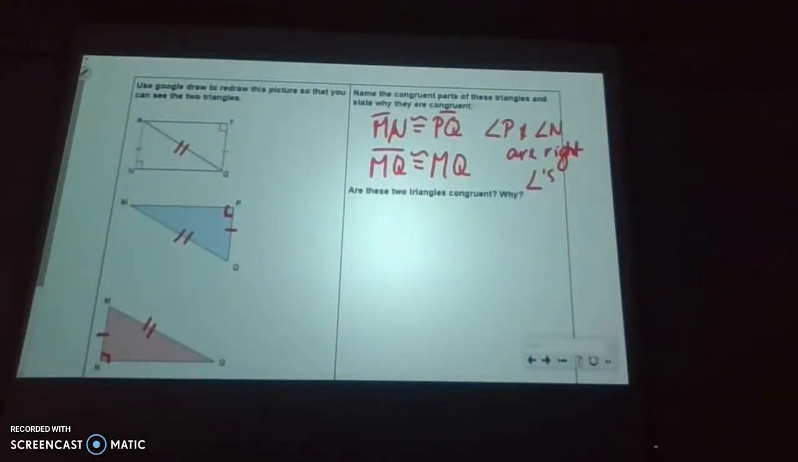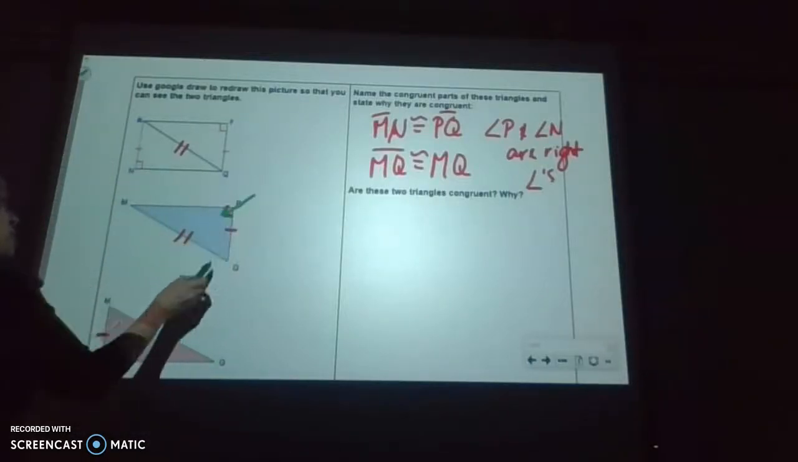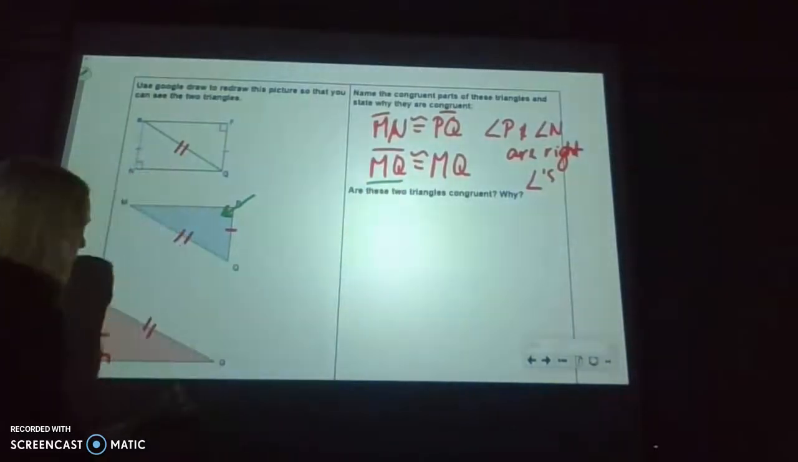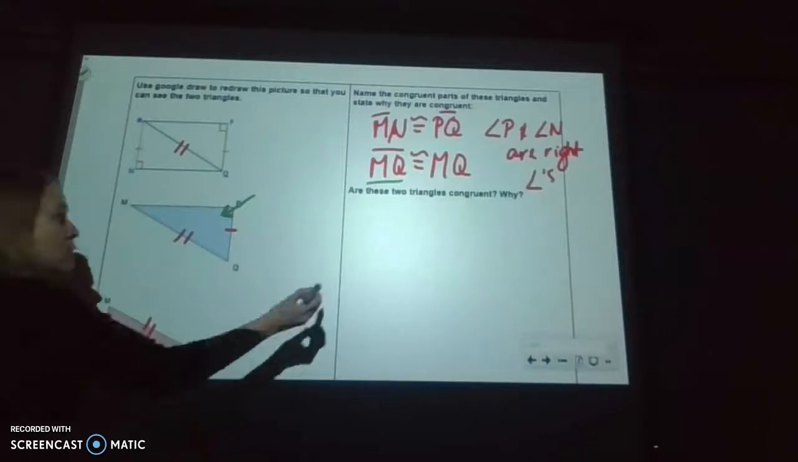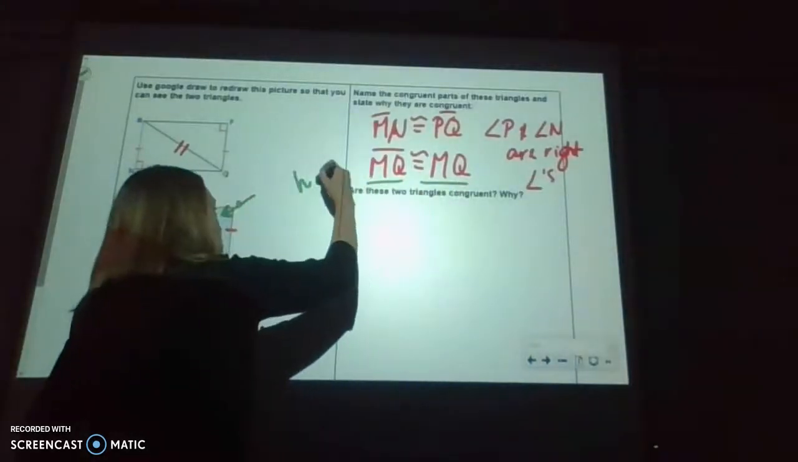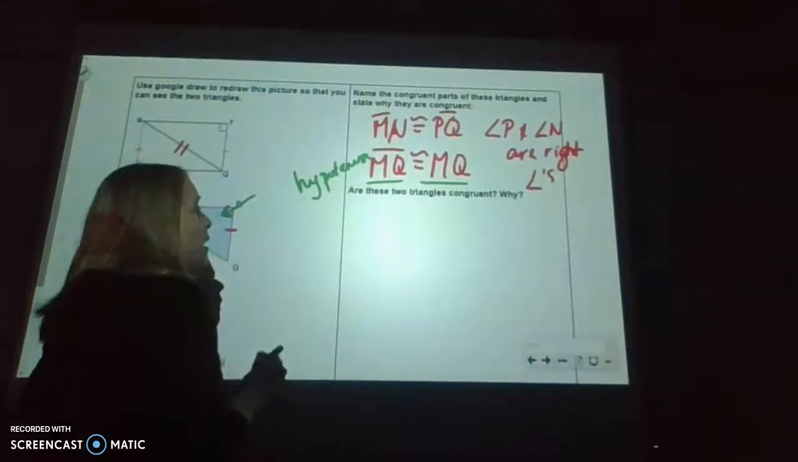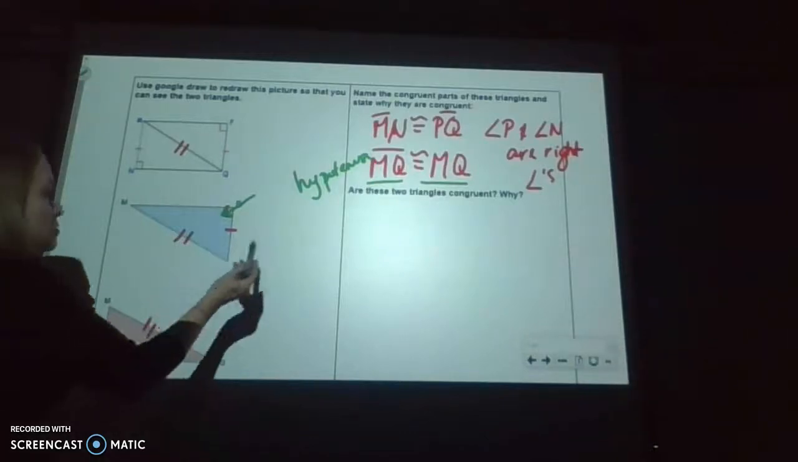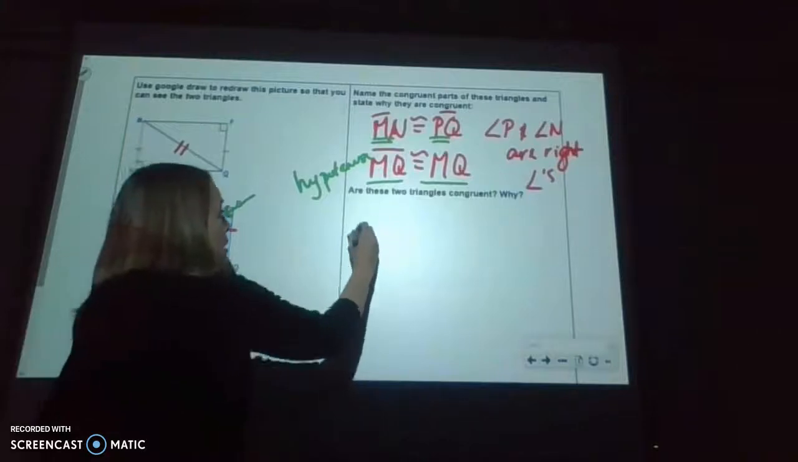Why? So do we have HL? Where are the hypotenuses in these triangles? The hypotenuse in this triangle is pointing to this side, which is MQ. Looks like that checks. This one is pointing to that one, which is MQ again. Those are the hypotenuses. So we got that. Do we have one other side? Yes, we do. We have PQ and MN. So that's right here. So we have a hypotenuse, we have a leg, so yes.